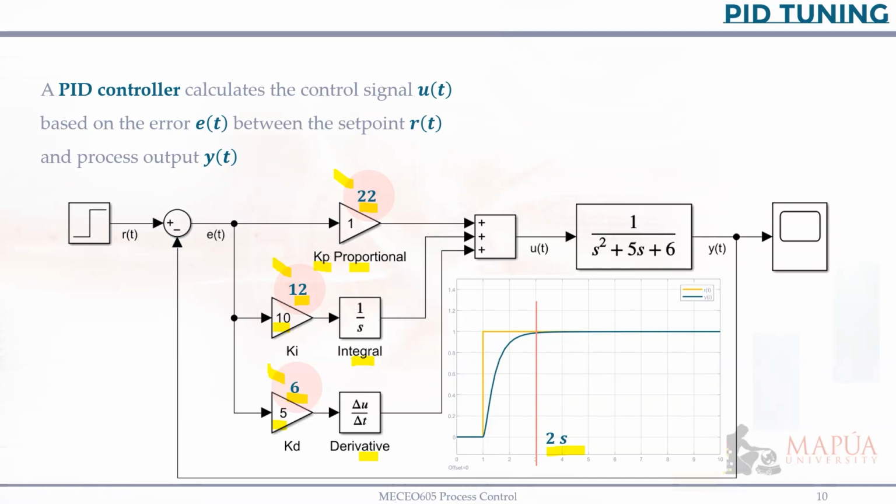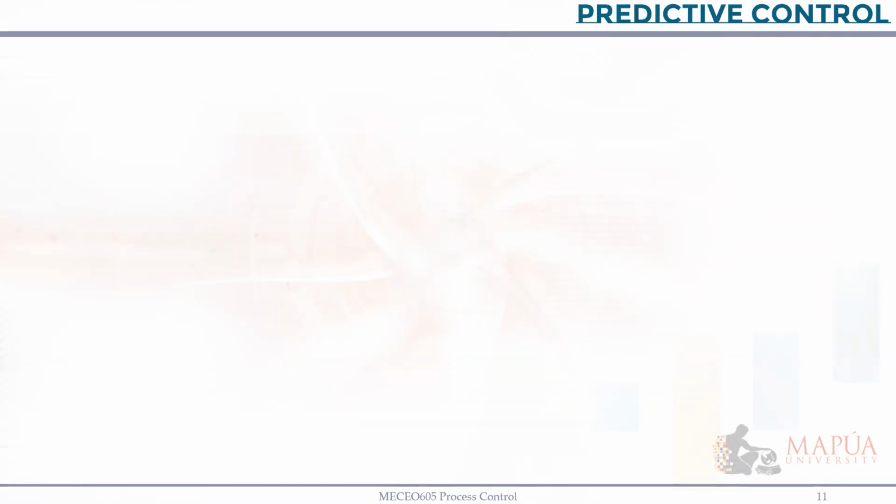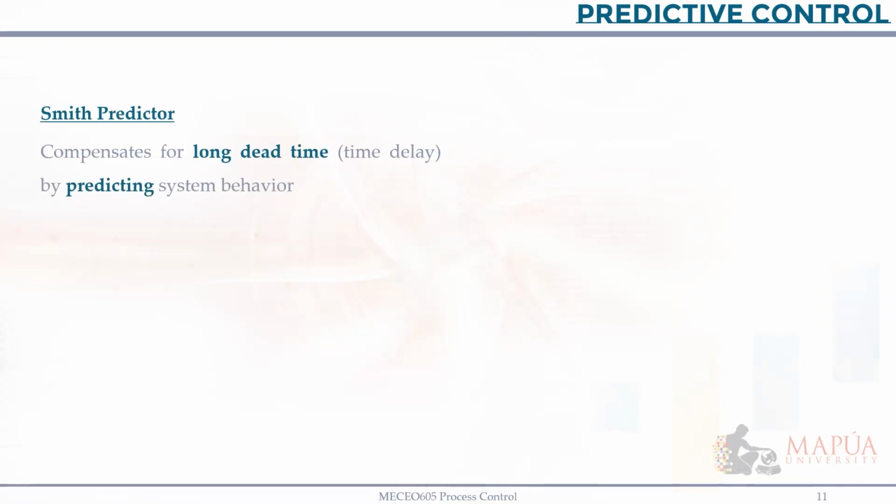Okay, so the second method is we can use predictive control. One good example is the Smith predictor, which compensates for the long dead time. The drawback of PID controllers is when your system has a long dead time. So the Smith predictor is ideal for this application, for systems with a long dead time, by predicting the system behavior.